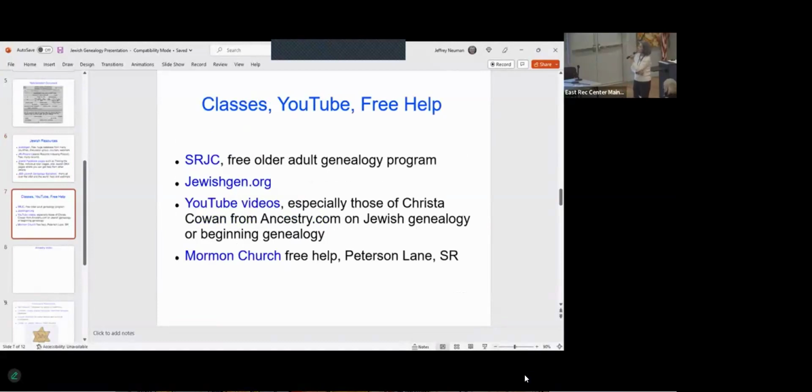Now, when I was beginning, I was lucky because Denise Beeson, who teaches at Santa Rosa Junior College, was giving a free older adult genealogy program right here in Oakmont. I took all her classes and they were extremely helpful in teaching me how to do genealogy. She's still doing it. She doesn't live here anymore, but she does it by Zoom, and so you can sign up for her classes.